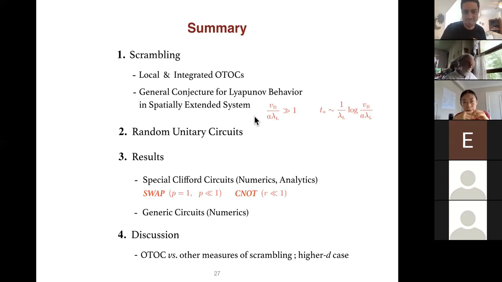Do you consider this study a case against the Lyapunov exponent? Because if it's not related to chaos... I think the fact that this OTOC does not fully capture chaos is already known from other previous works. So our focus is not actually to strike against OTOC. Let's talk about information scrambling.